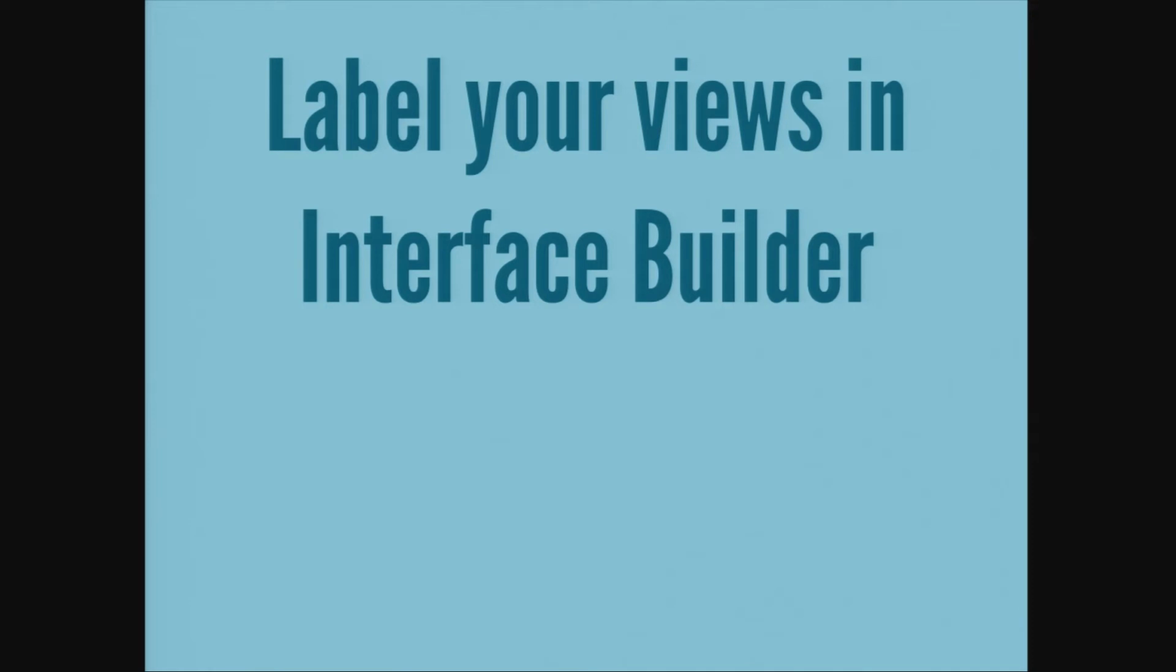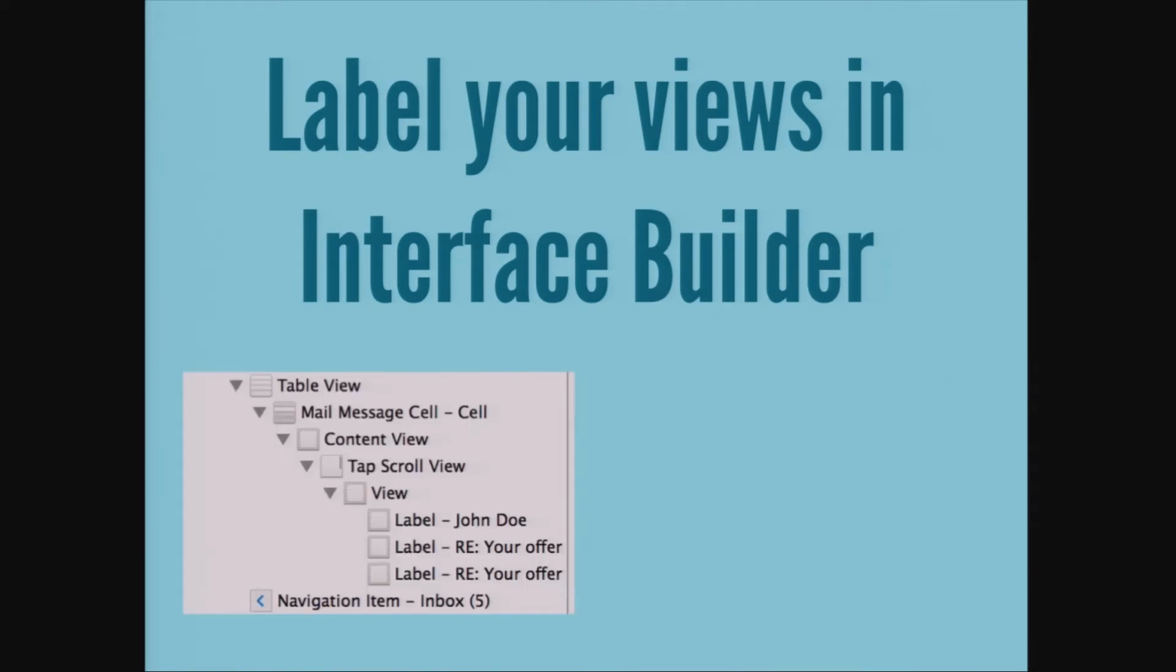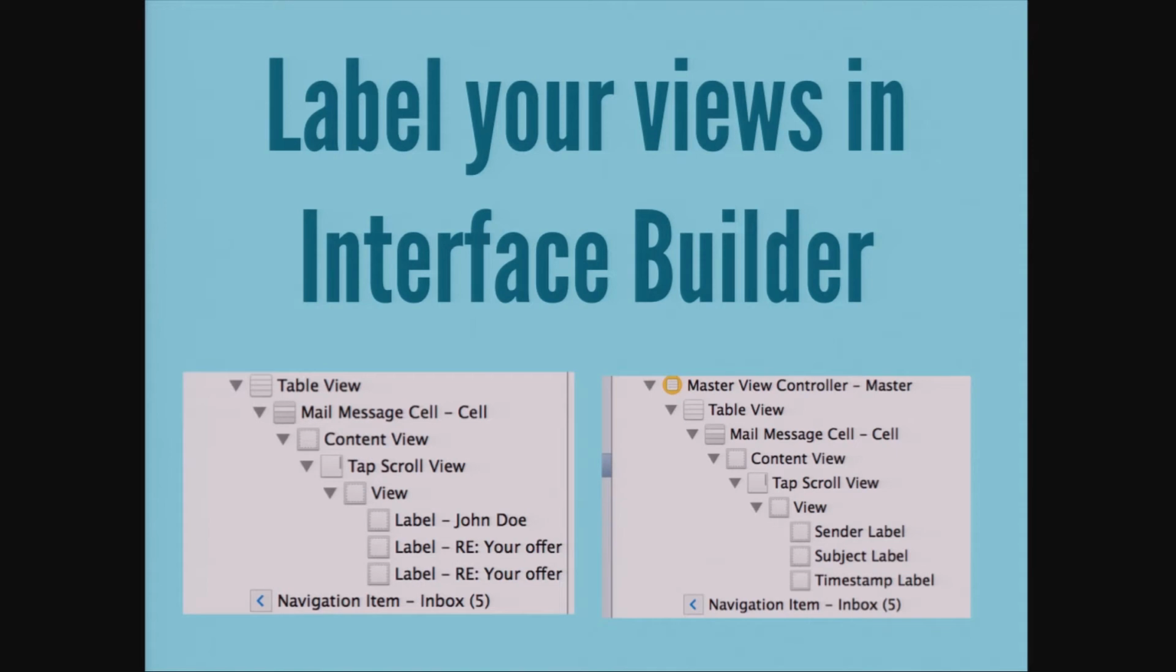Another trick is to label your views in Interface Builder. So right here I've got a mail message cell which has a content view and a scroll view, and inside here I have 3 labels. You can just double click on them like you can in Finder and rename them, and that name becomes a little bit more descriptive for you. And this is really handy when you have really complex UIs.